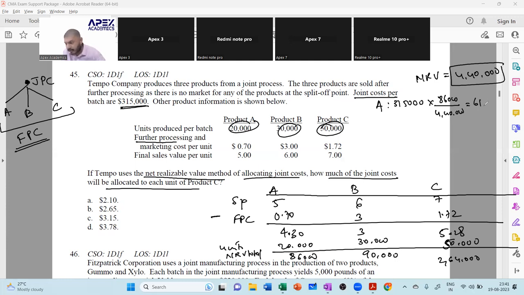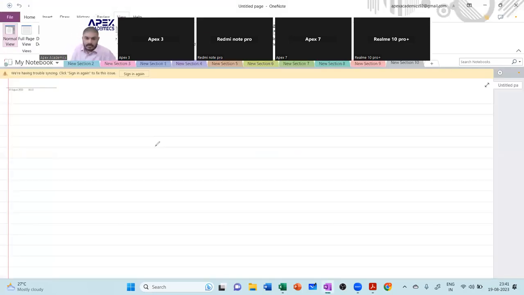What is the total cost that I'm getting? This comes to 61,568. How many units of A am I having? I'm having 20,000 units. I'll just do one thing. I'll write this in a better way in your notebook over here. So just please pay attention.